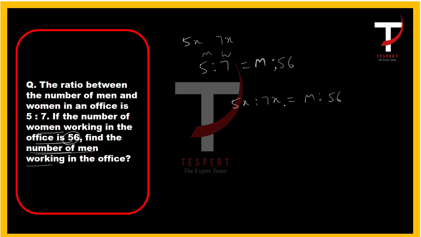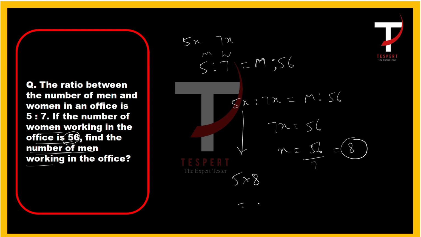So this 7x will now be equal to 56. x will be equal to 56 by 7, which is 8. So if x is 8, then 5x is 5 into 8, which is equal to 40.